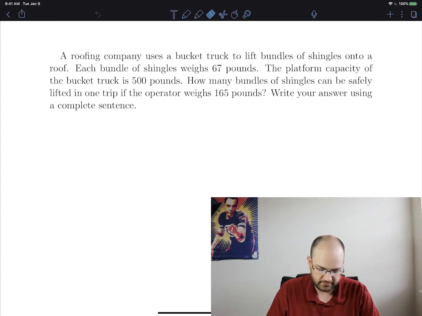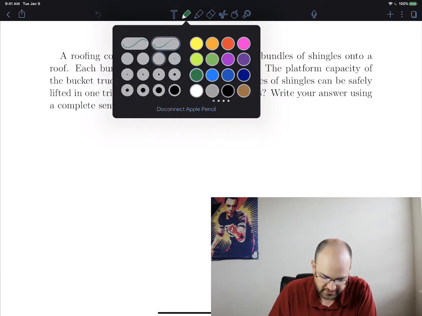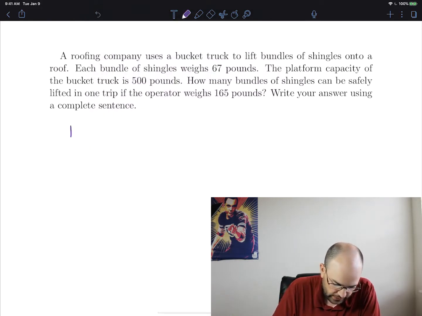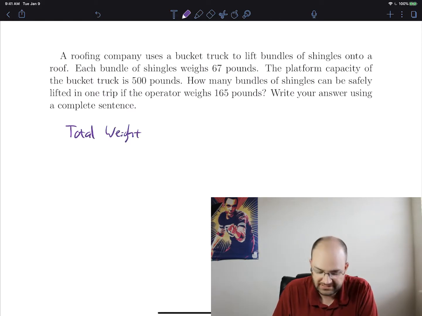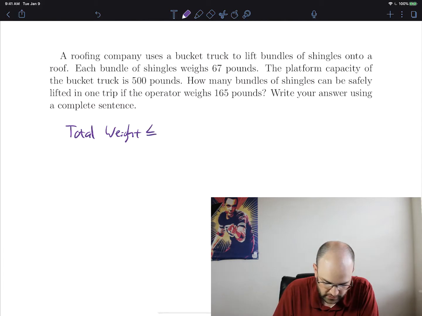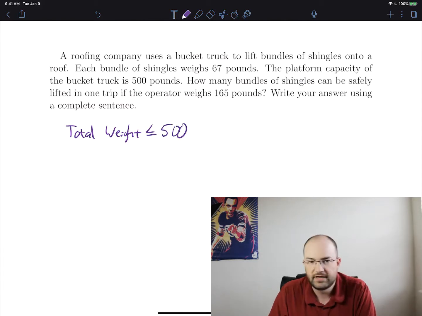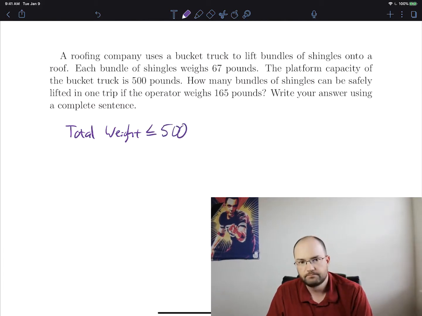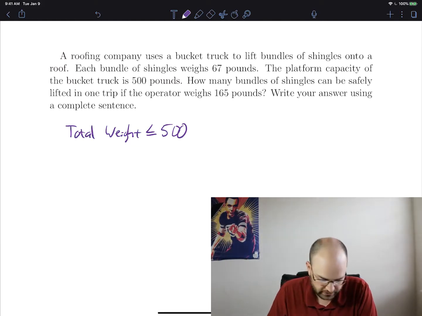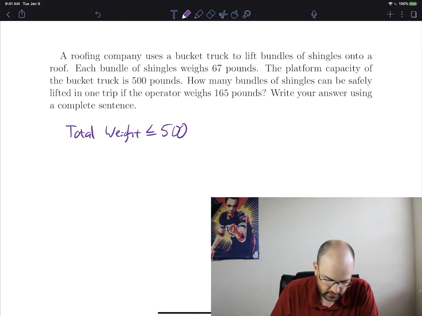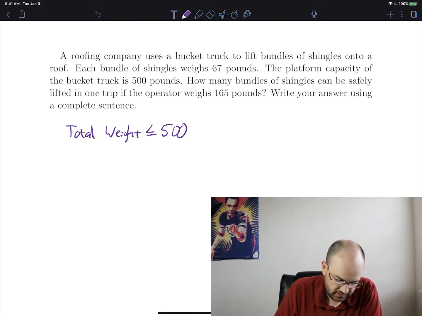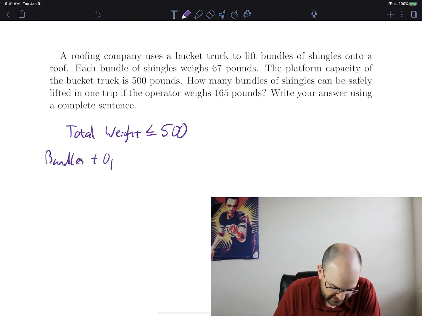Okay, so here's the thing. What we're talking about here is that the total weight needs to be, in order to do this safely, less than or equal to 500 pounds. Okay, so with this one, let's talk about what makes up total weight. Well, the total weight comes from the weight of the bundles plus the operator.